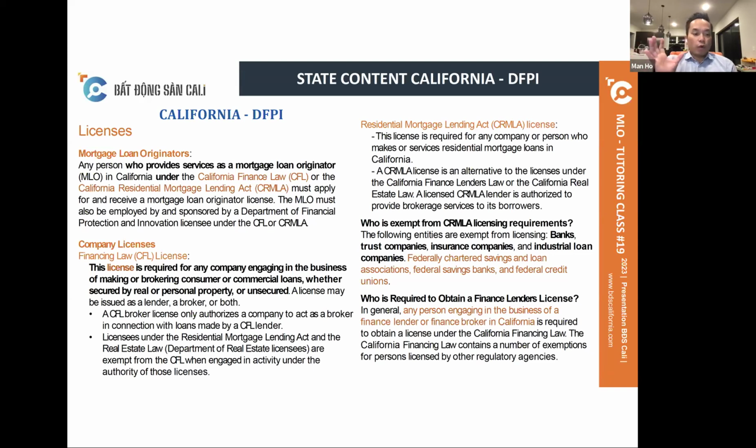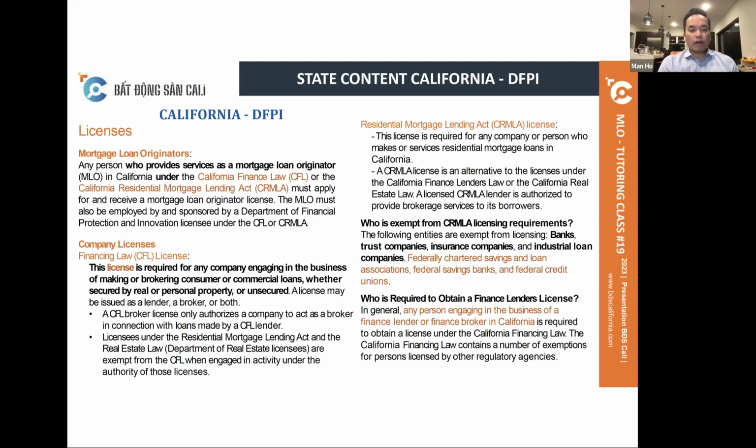So the company license issued under the CFL is issued to a broker, to a lender, or both. Let's say I'm an MLO right now. I don't have a broker license yet, but if I decide I want to take a broker license, and then I want to open a mortgage lending broker, then I have to obtain a CFL broker license.